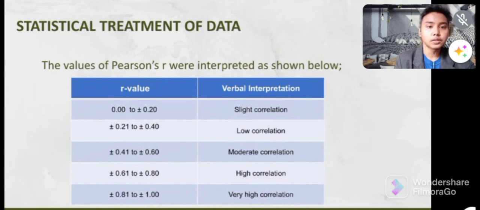From 0.00 to plus or minus 0.20 is interpreted as a slight correlation. Plus or minus 0.21 to plus or minus 0.40 is interpreted as a low correlation. Plus or minus 0.41 to plus or minus 0.60 is interpreted as a moderate correlation. Plus or minus 0.61 to plus or minus 0.80 is interpreted as a high correlation. Plus or minus 0.81 to plus or minus 1 is interpreted as a very high correlation.